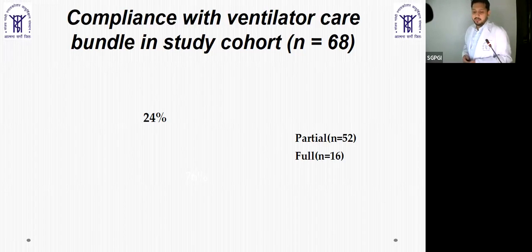So this is a pie diagram where the compliance with the ventilator care bundle was shown, in which out of 68 participants, partial compliance was seen in 52 cases and full compliance was seen in 16 patients. So percentage-wise, 24% was completely compliant with the ventilator care bundle in the study cohort.